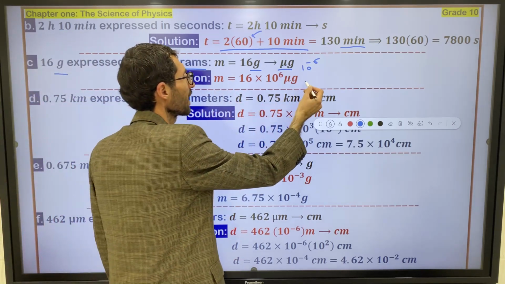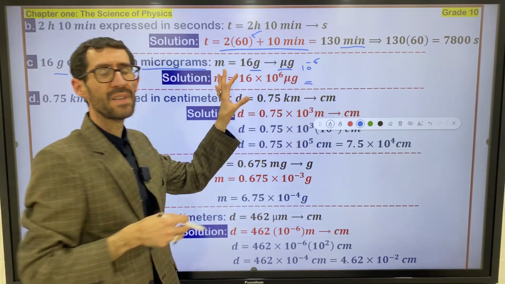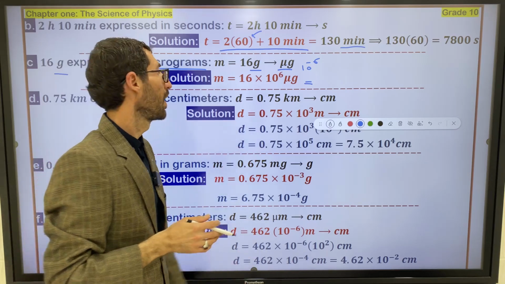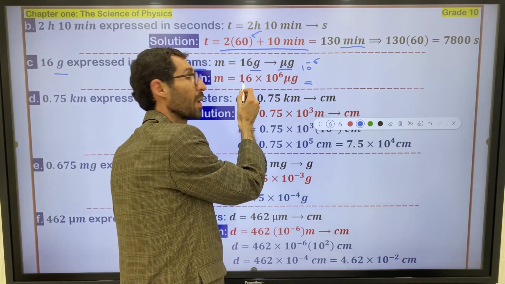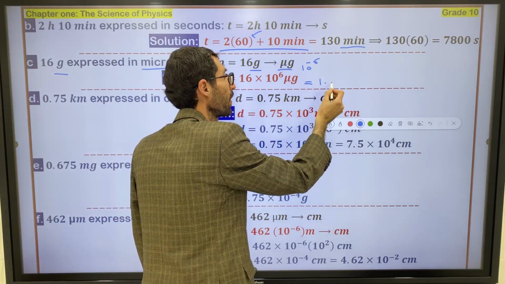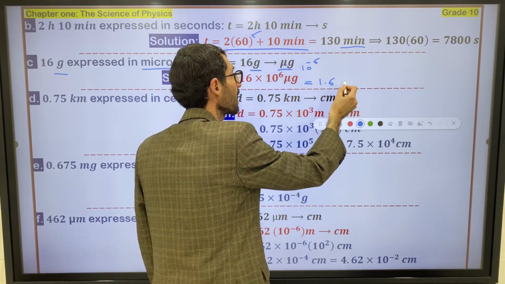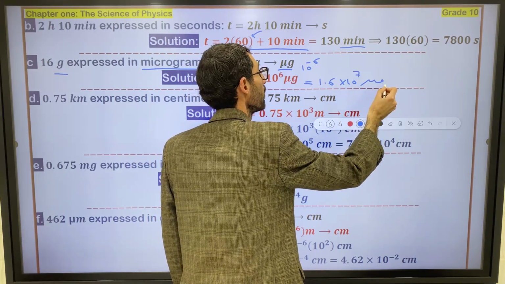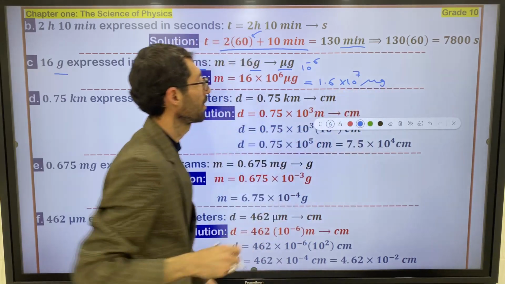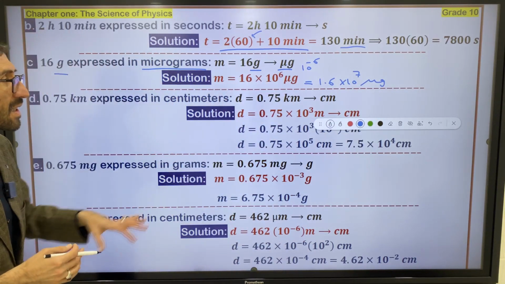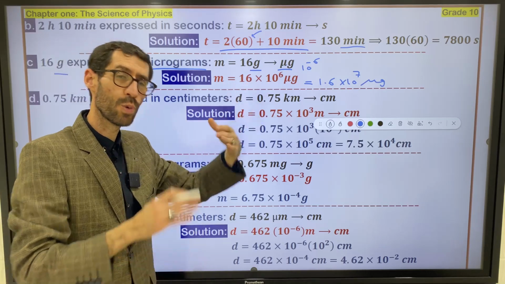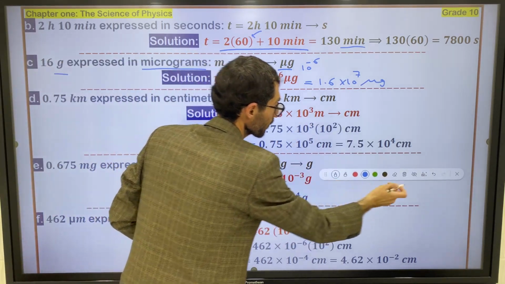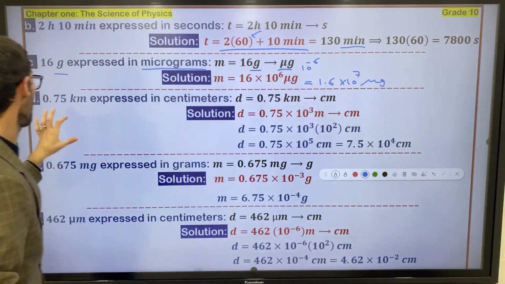And you can write it. If you leave the answer like this, it's right. It has no problem. But if you add a decimal point here, you can say 1.6 times 10 to the power 7 microgram. You can simplify it like this. This is the last answer. And if you leave it, no problem, it's right. Let's move on to another question.